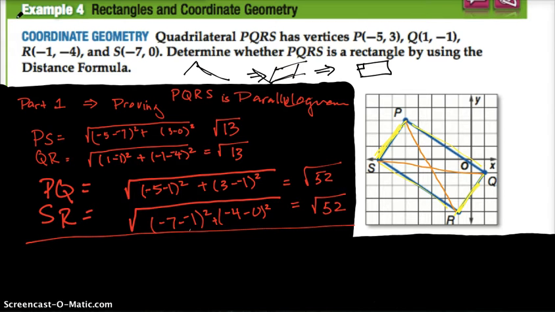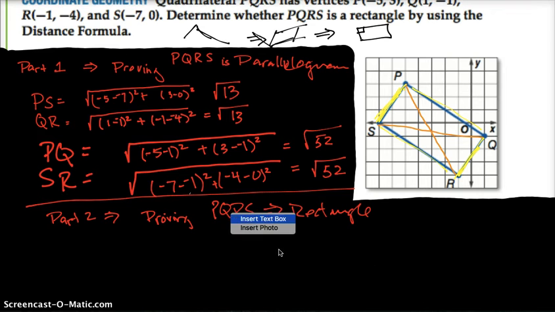Let's go to the next part. Now this part is kind of straightforward, I guess. Part 2 is proving that the parallelogram PQRS, now we're getting to the meat of it, PQRS is a rectangle, all right? And we're going to do that because we already know that PQRS is a parallelogram. We're going to do that by proving that the diagonals are congruent. So I want to prove that PR is congruent to SQ. And so again, we'll pull out our distance formula.